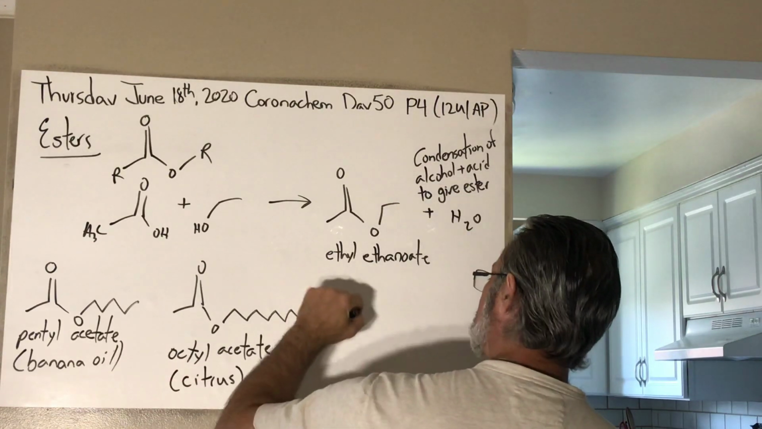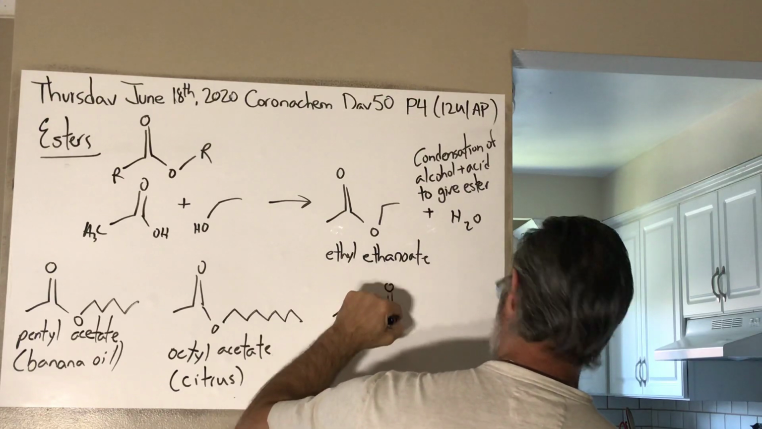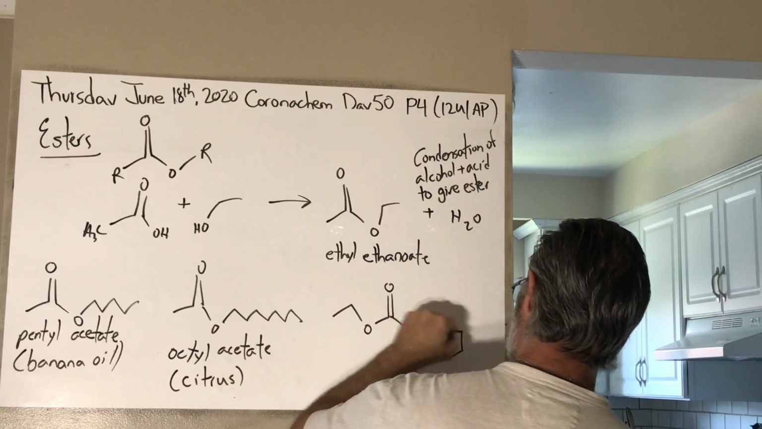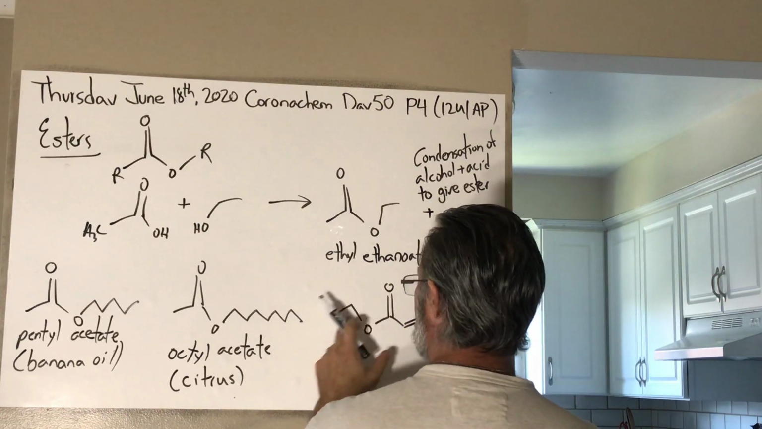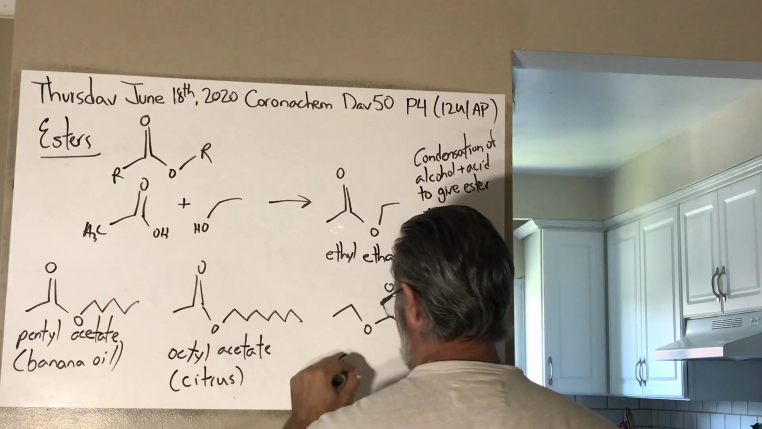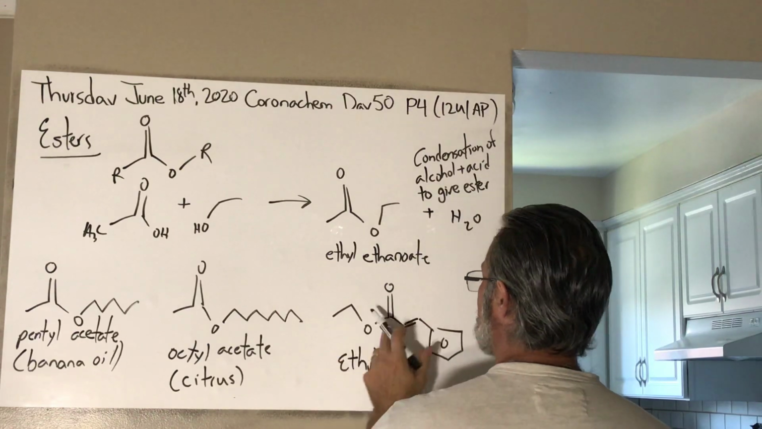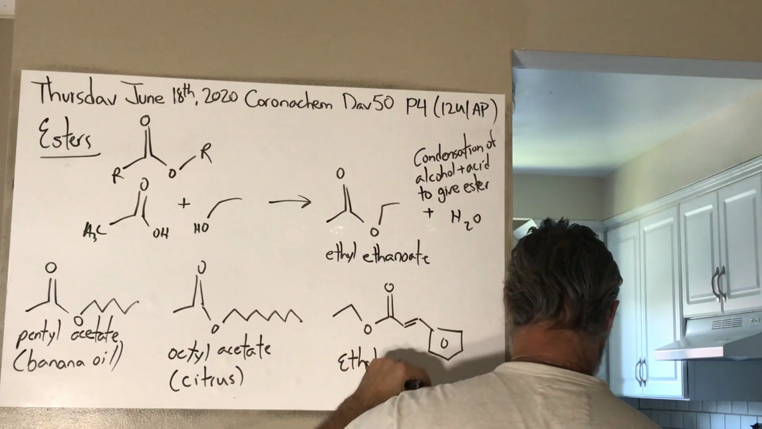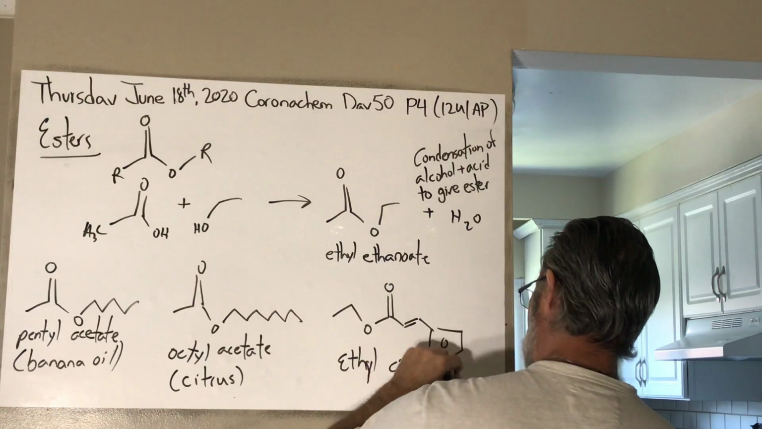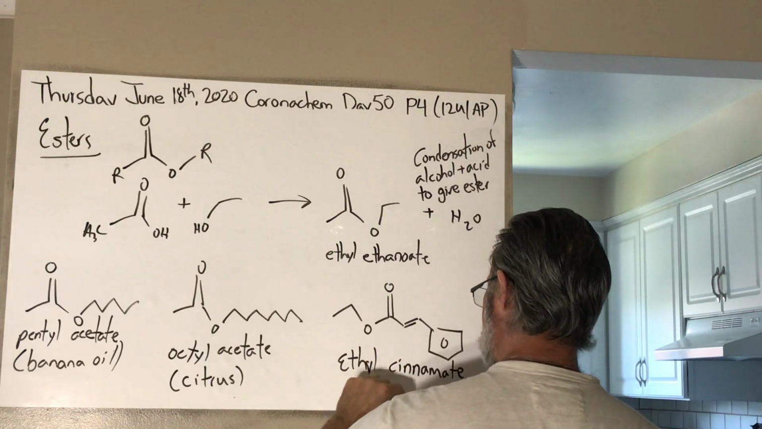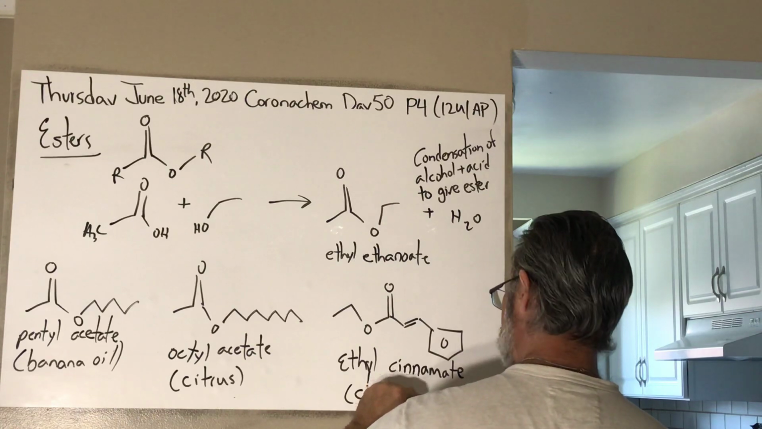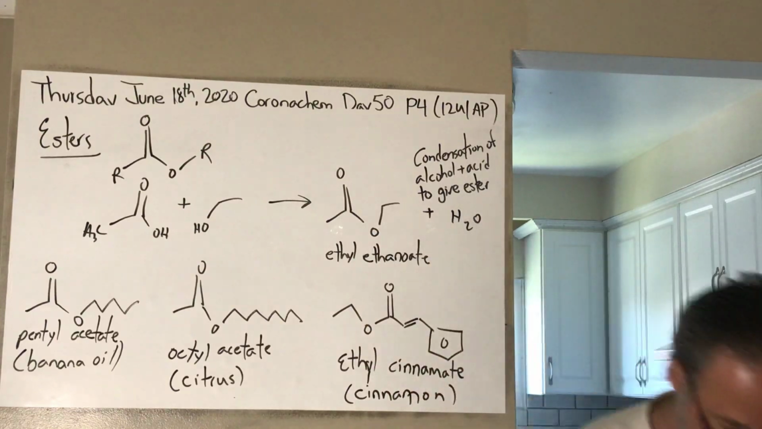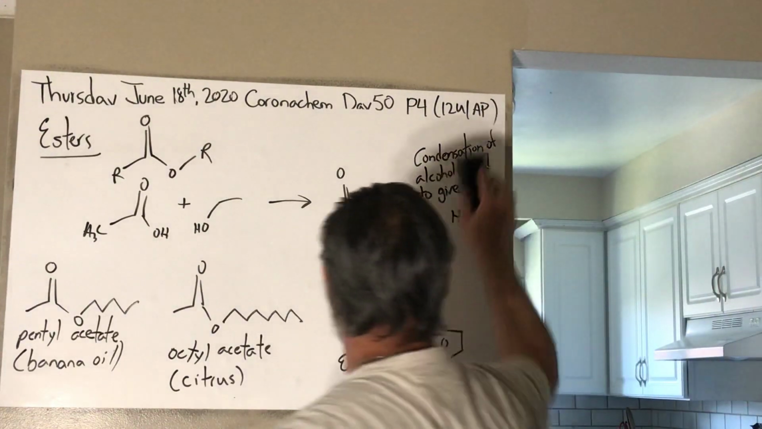Then you have ethyl. So you name the alcohol side first, the part that's attached to the oxygen. Ethyl, and this is called cinnamate because it probably resembles cinnamon. And guess what it smells like? It smells like cinnamon. Give you a few others.